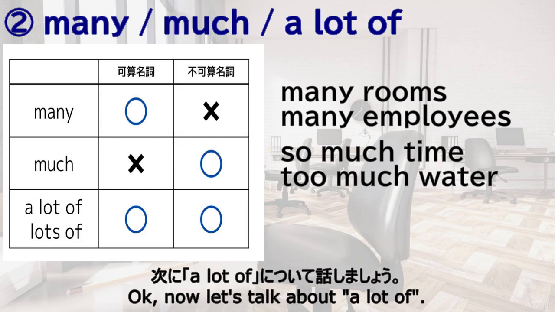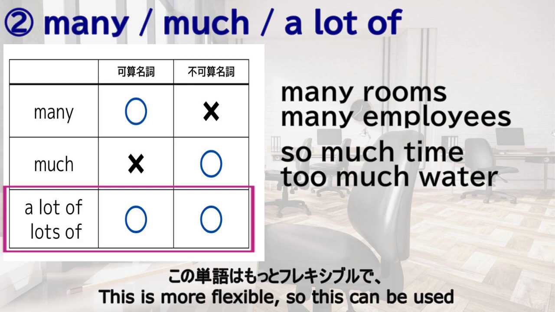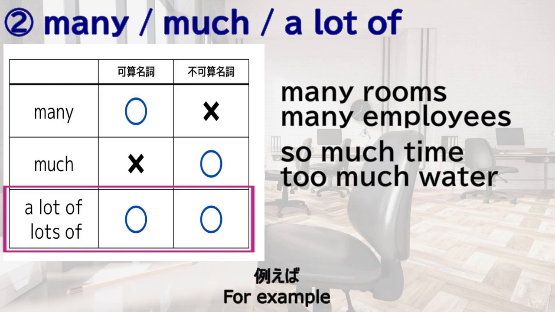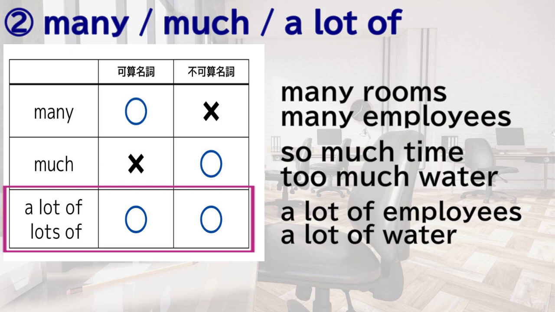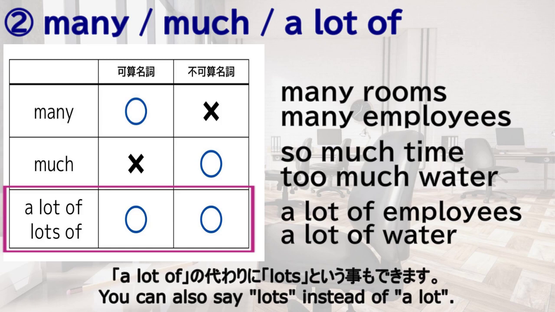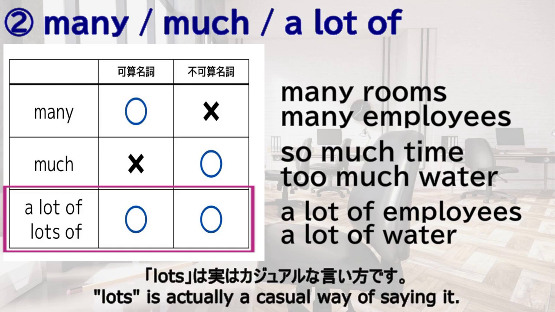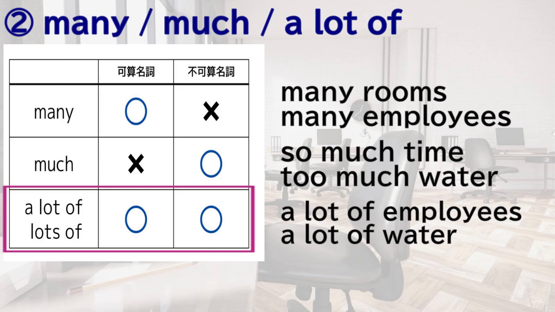Okay, now let's talk about a lot of. This is more flexible, so it can be used for both countable and uncountable nouns. For example, a lot of employees, or a lot of water. You can also say lots instead of a lot. They have the same meaning, but lots is actually a casual way of saying it. Lots of employees, or lots of water.